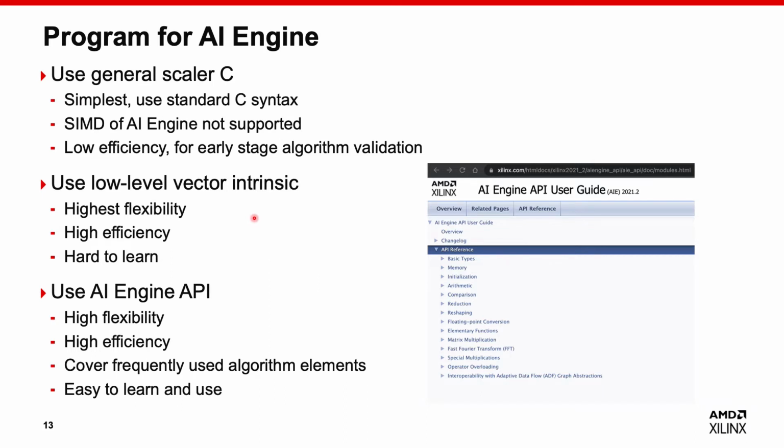The second programming model is to use AI Engine low-level intrinsic. It can fully utilize the power of the SIMD processor of AI Engine and provides high efficiency and flexibility. Another way is to use the AI Engine API, which packages the low-level intrinsic as API and implements nearly all commonly used basic algorithm elements in AI Engine. So the user is advised to start with the general scalar C programming to get familiar with the environment quickly, then use AI Engine API for the real project.